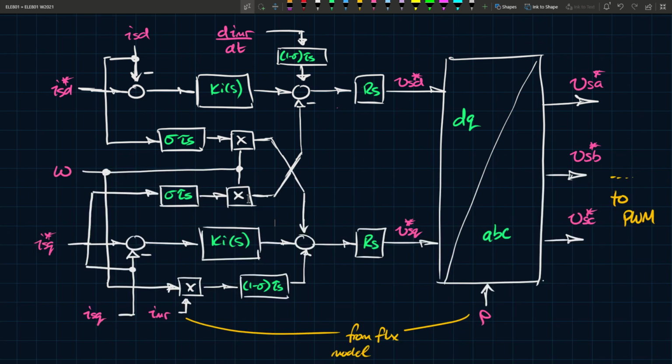So this thing you would implement in your simulation. Of course, this DQ to ABC you would implement based on whatever techniques you just decide to use. And to generate ISD and ISQ, you would use the previous machine model.